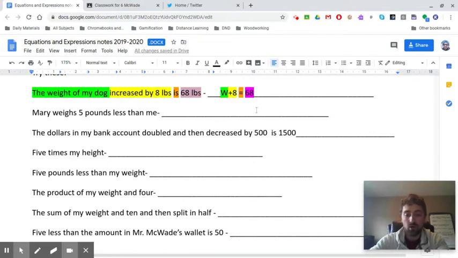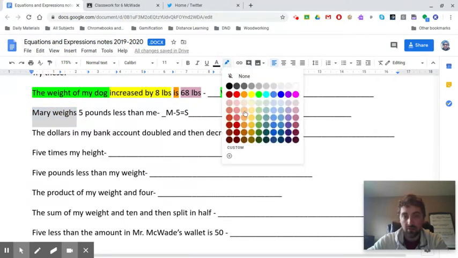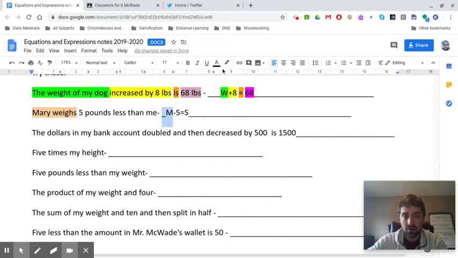So Mary weighs 5 pounds less than me. Here we want me minus 5 equals S. Here we have 2 variables. We don't know what the final answer is, Mary's weight. I'm not going to highlight for everyone, I just want to do it for these. So Mary's weight is 5 pounds less. So 5 pounds less means minus 5. And then me.